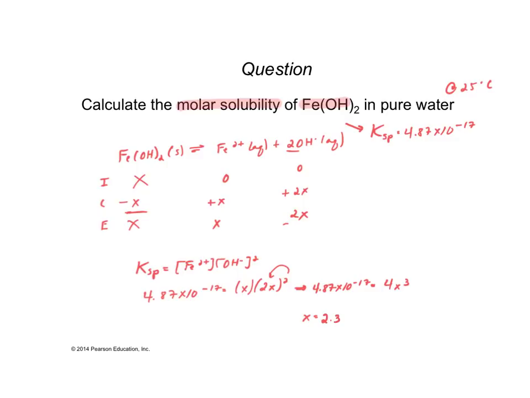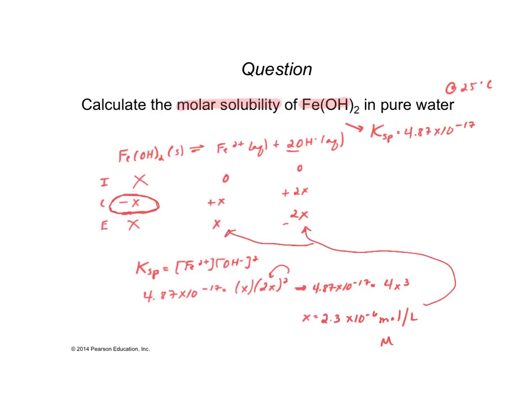This is 2.3 times 10 to the minus 6 moles per liter, or we could also just say molar. Okay, so again, when we plugged it in, we could determine the concentration of our two products at equilibrium, but also it is the molar solubility of our salt with respect to moles per liter.